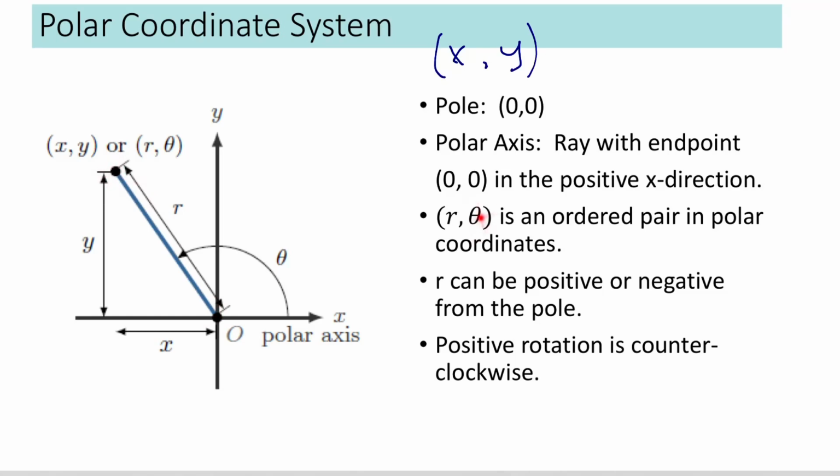My second coordinate, which is theta, is the rotation starting at the polar axis, going positive in the counterclockwise direction. So this here is your positive theta in this diagram, and that's your second coordinate. Each point is defined by its radial location r from the pole and its angular rotation from the polar axis, the positive direction being counterclockwise.